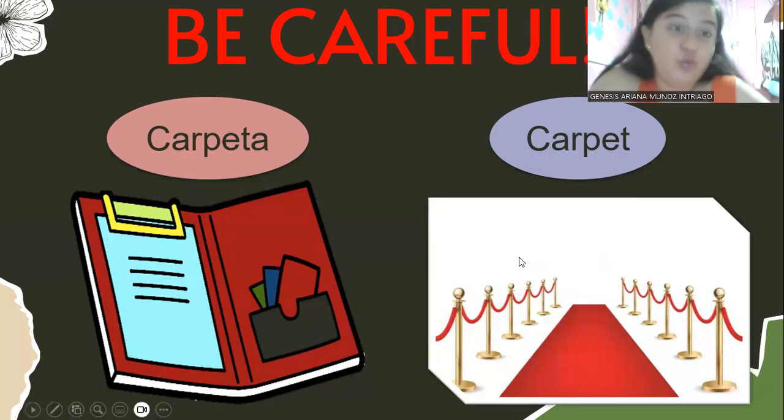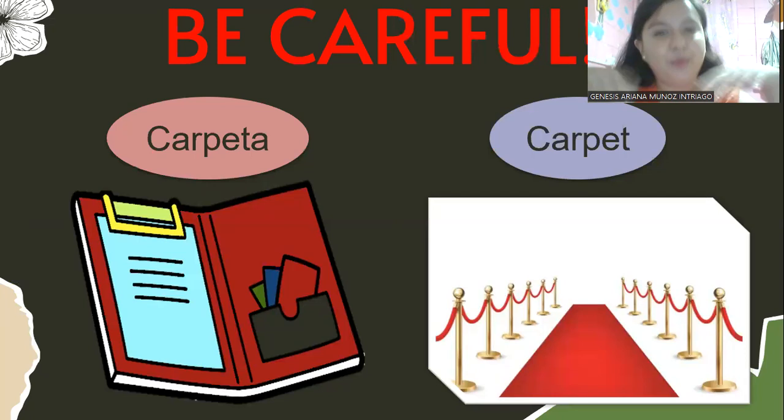So as you see, they do not share the same meaning, even though they sound similar and they are written in a similar way. And that's because English and Spanish don't belong to the same language family. Remember that Spanish belongs to the Romance language family, and English belongs to the Germanic language family, okay?